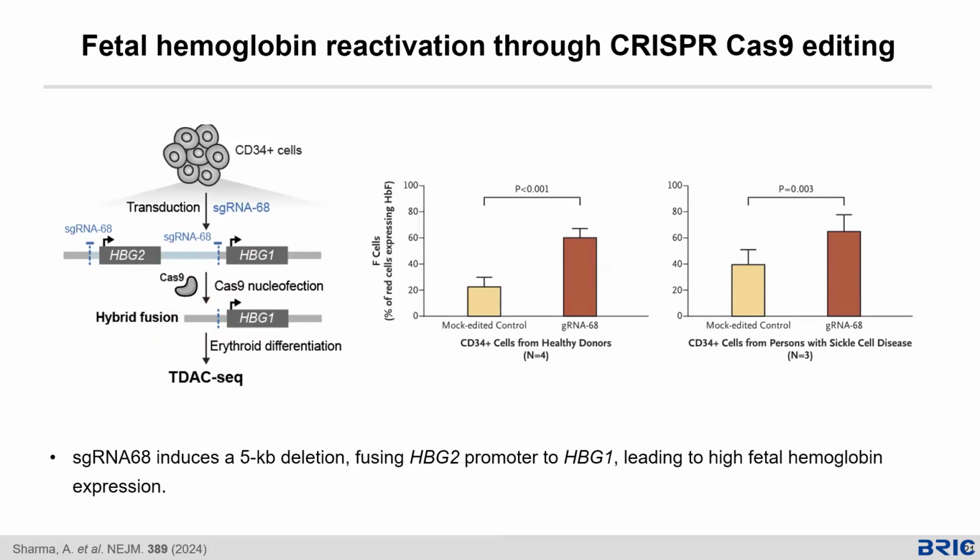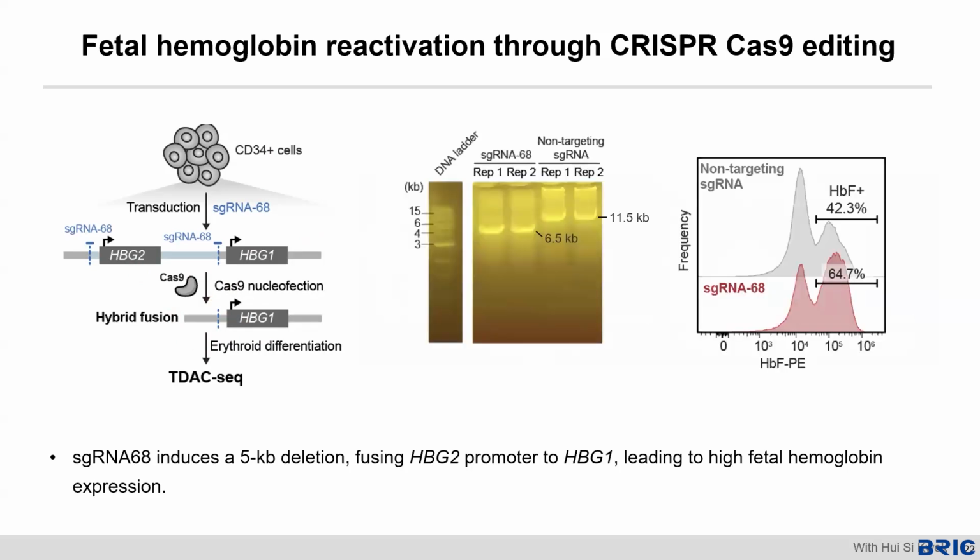However, the exact mechanism behind this reactivation remains unclear. So to investigate chromatin accessibility in this region, we conducted TDAC-seq after cutting the region with CRISPR-Cas9 using guide RNA 68. As expected, we observed about 5kb deletions after Cas9 cutting compared to the non-targeting guide RNA, and this led to the upregulation of fetal globin expression.